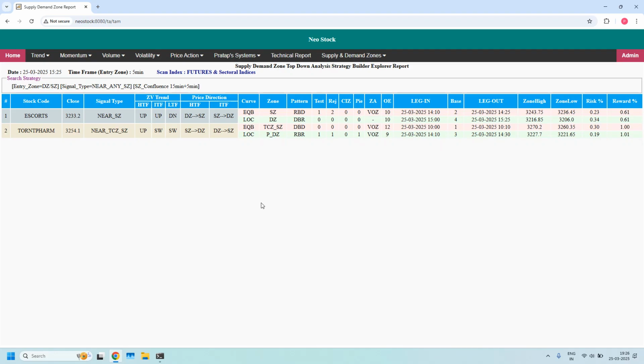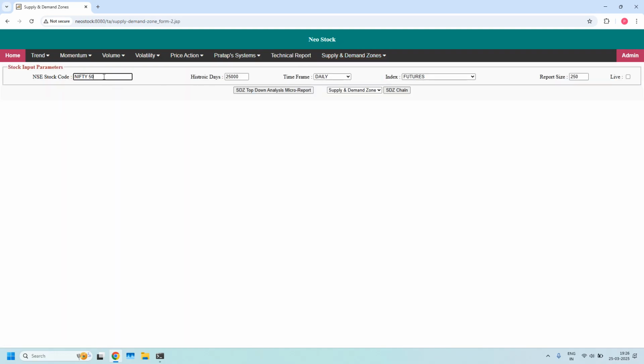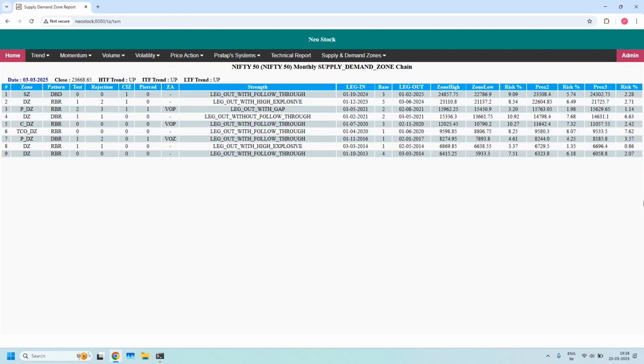Next, we will look into NIFTY and BANKNIFTY supply demand zone chain. So let me start with the monthly time frame, generating monthly supply demand zone chain for NIFTY. So this is NIFTY monthly supply demand zone chain. Always look into the zone column to find the high liquidity zones. Look into the pierced column to find the pierced zones. And also look into the LTF trend to find the trend of the current time frame you have selected. And apply the same rules to the remaining supply demand zone chain reports. The remaining columns you can understand easily.